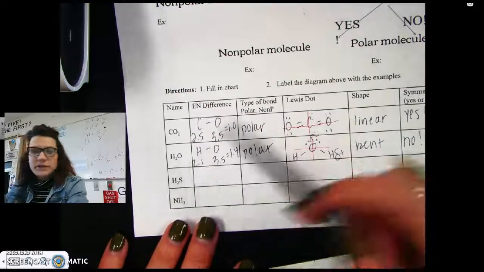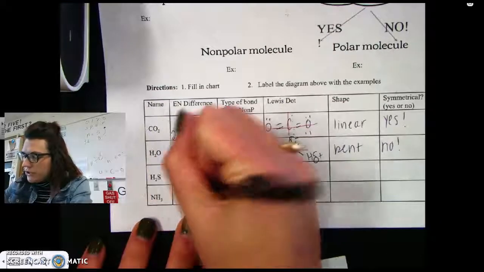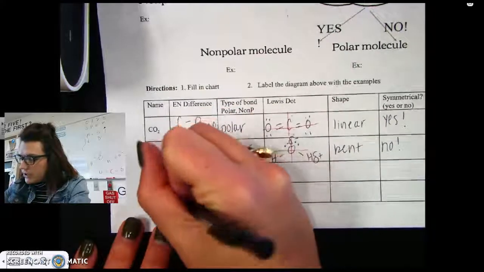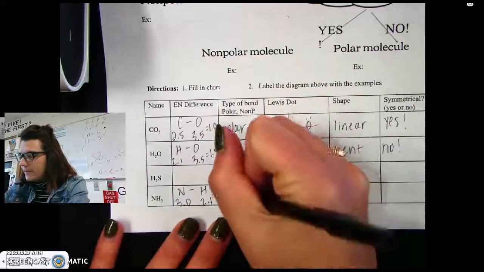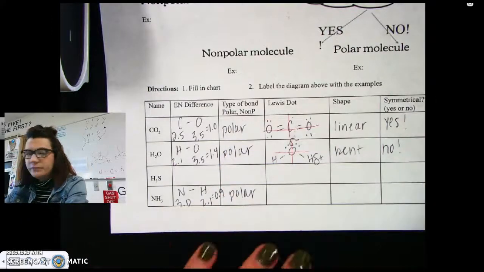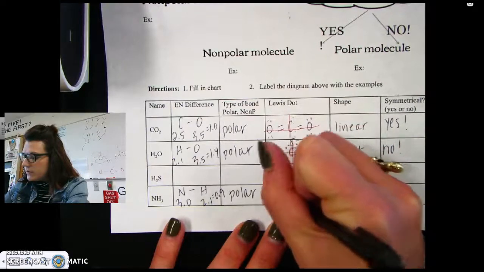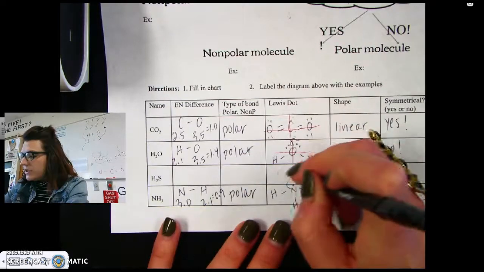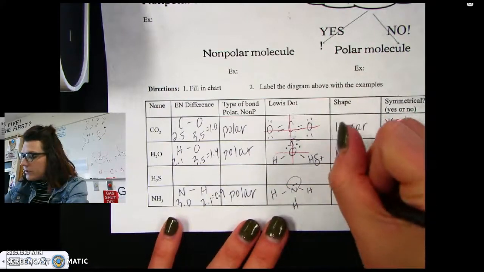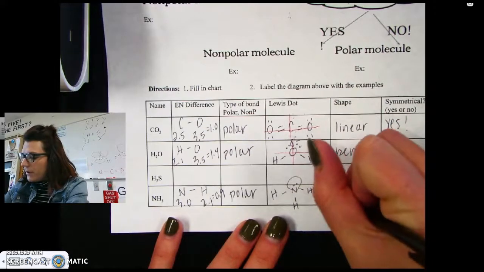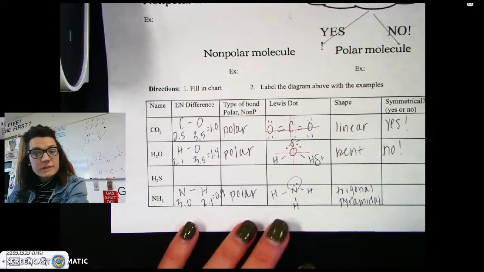H2S. H2S looks very similar to H2O, so I want you to do that one by yourself. Let's do NH3. So we're doing nitrogen to hydrogen. Nitrogen is 3.0. Hydrogen is 2.1. The difference is 0.9. The types of bonds are polar. If I was to draw this, the structure would look like this. So this nitrogen has two electrons that are taking up space. Therefore, this is going to be my trigonal pyramidal structure.